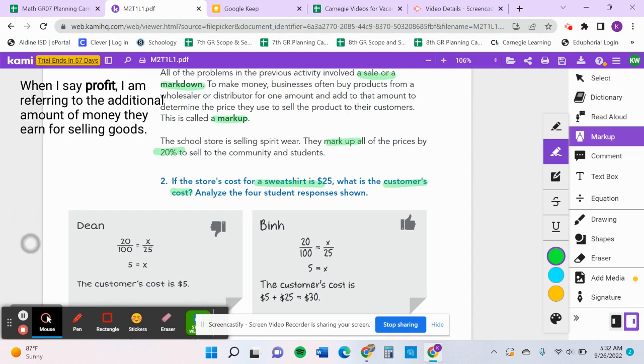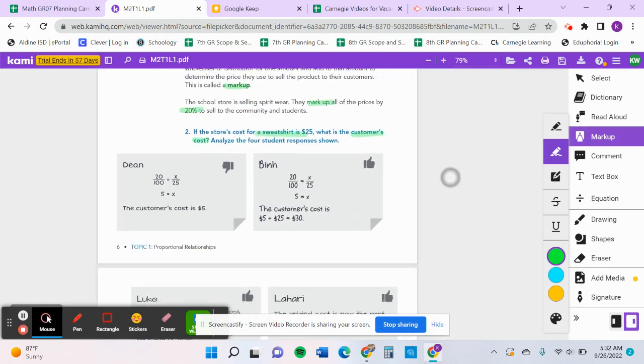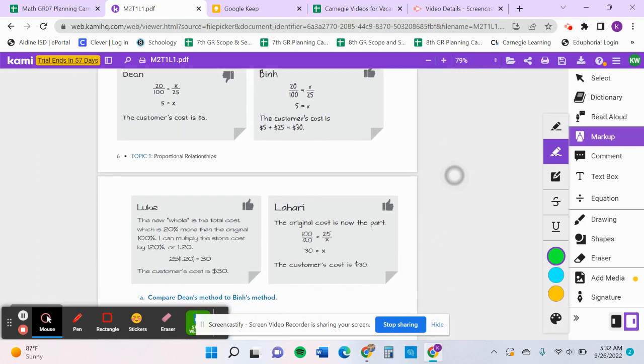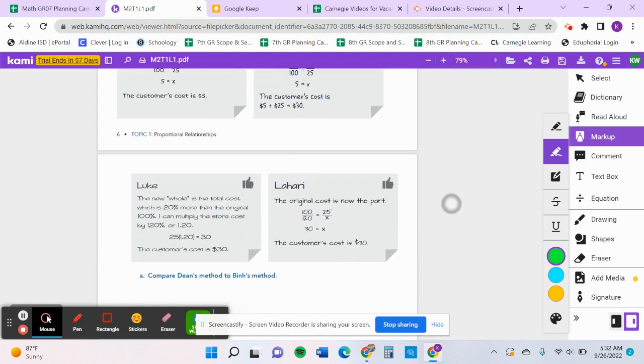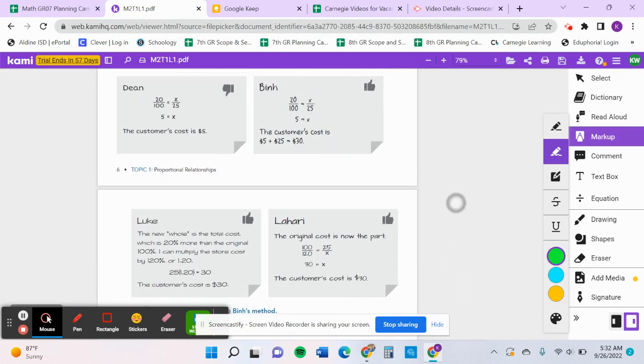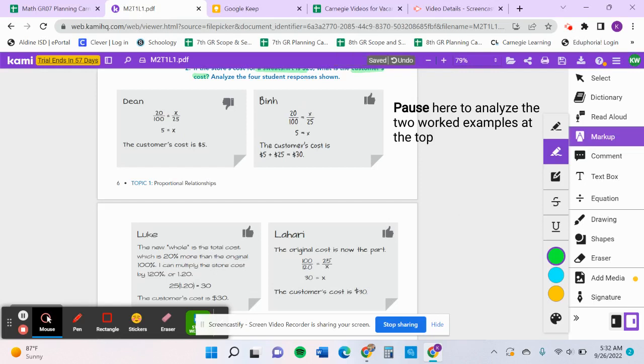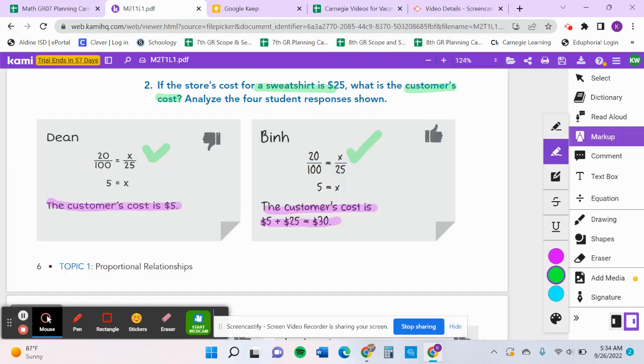All right, at this time, you're going to analyze Dean, Ben, Luke, and Lahari's work. However, I want you to first start with Dean and Ben. Go ahead and pause here and take a look at their work. So I hope you notice the same thing as me. Dean and Ben both set up the proportion correctly to find out what 20% of $25 is, which gave them $5. However, only Ben remembered that $5 represents the markup. So you'd have to add that to the store's cost to figure out the customer's cost.